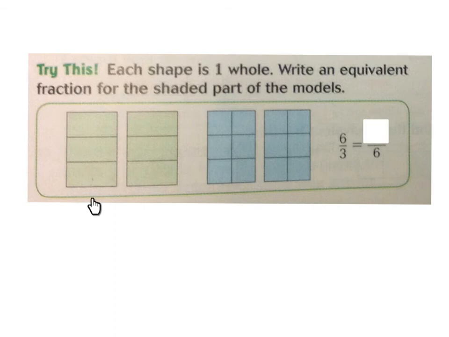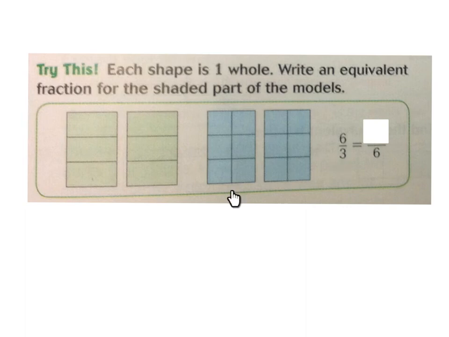The green model shows each whole split into 3 equal parts, so my denominator is thirds. When I count the total number of equal parts for the green model, there are 1, 2, 3, 4, 5, 6 pieces. So my numerator is 6, which makes the fraction 6 thirds.